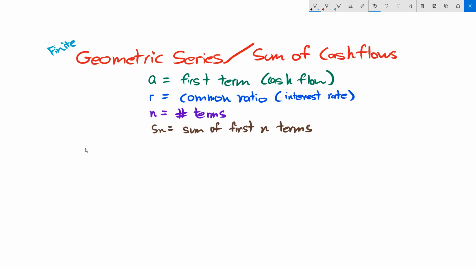should start with the basics, and here's how we're going to do that. A is our first term, our first cash flow. R is our common ratio, which is our interest rate. N is the number of terms, and Sn is the sum of the first n terms. This is for a finite geometric series, by the way, so you actually know when the amount of cash flow stops. Okay, so let's begin.